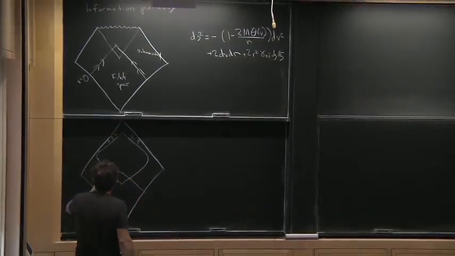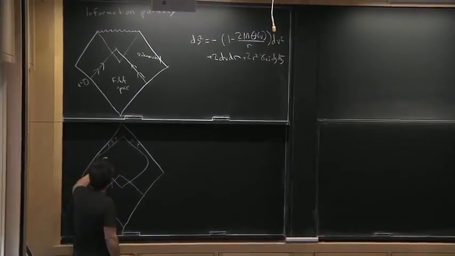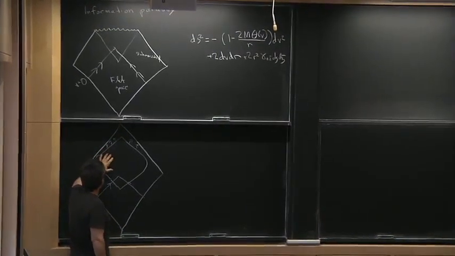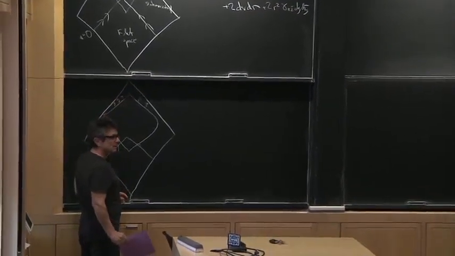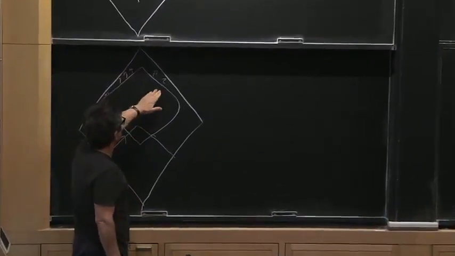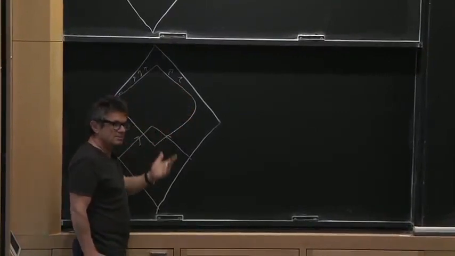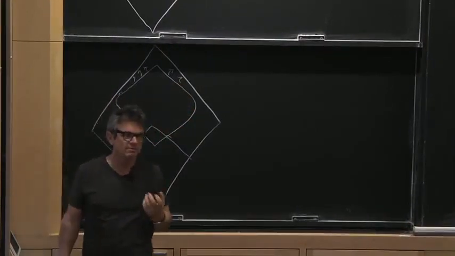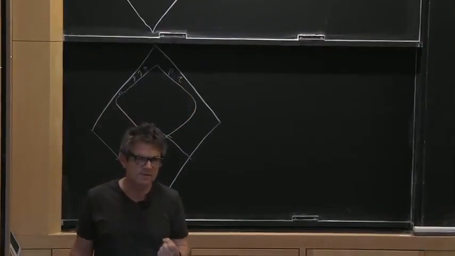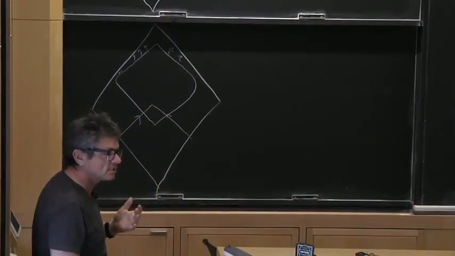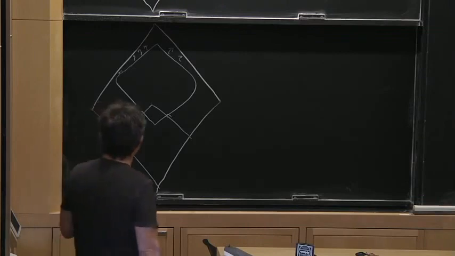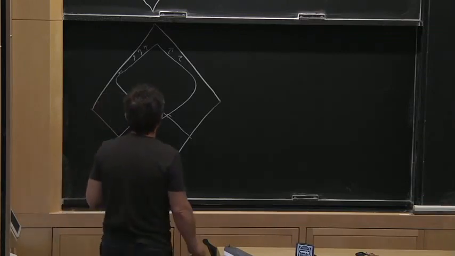And what the calculation naively reveals is that what's emitted here, the spectrum of radiated particles, is a black body spectrum. This is what the semi-classical calculation tells you, with the temperature given by the Hawking temperature, which is h bar over 8 pi m.